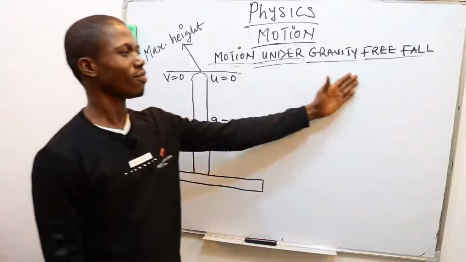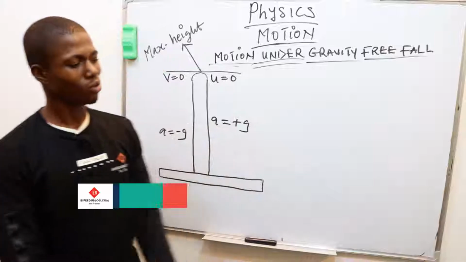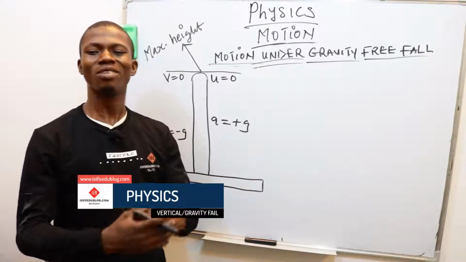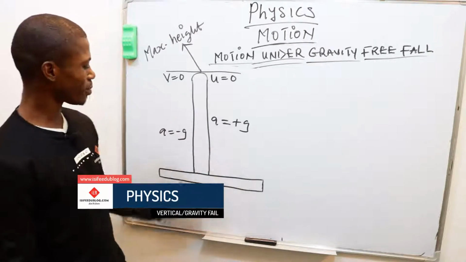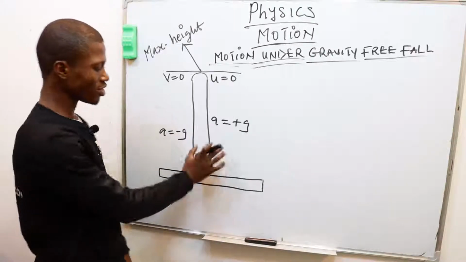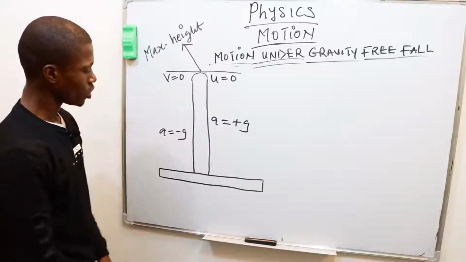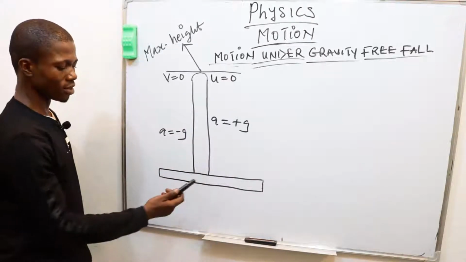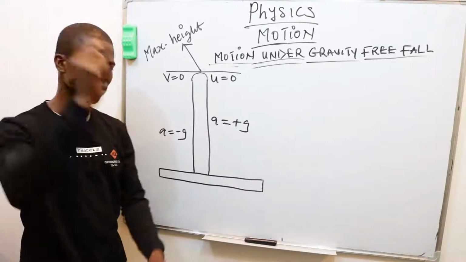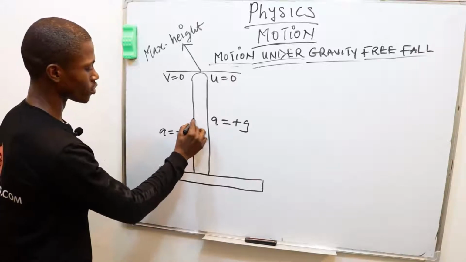Our motion under gravity, free fall. With this simple diagram, you don't even need much illustration. This simple diagram explains everything about motion under gravity fall. So let's check what is happening in this diagram. This diagram indicates, let me say, when you get a stone and throw it up, this is the direction of your stone.